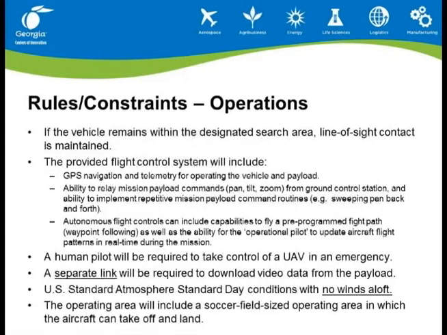If we look at some of the rules and constraints on the operations side, we have to keep the vehicle in line-of-sight contact. We talked about that. They provided flight control systems with GPS and all the autonomous flight controls that you're going to be able to use. That was provided in the challenge, so all the teams will be using that. One key thing, a separate link is required to download video data from the payload. So we'll see when we're talking about the sensors that for every sensor on your UAV, you have to have an additional radio to send that information down. So that adds weight, it adds complexity to your vehicle.